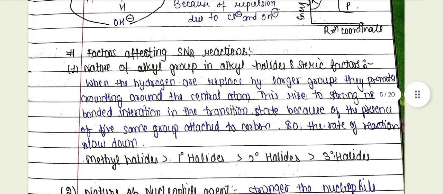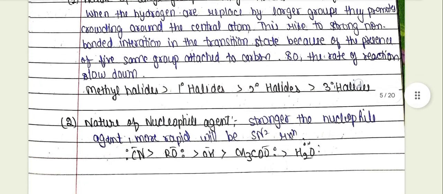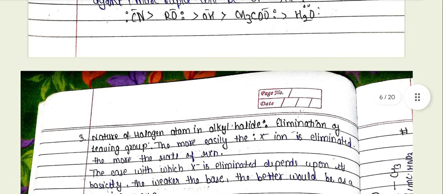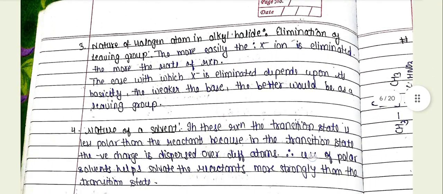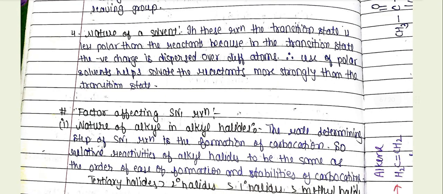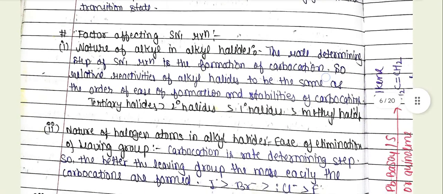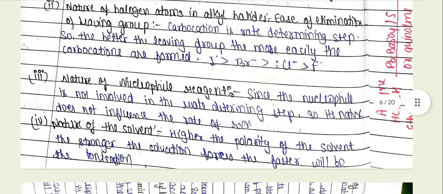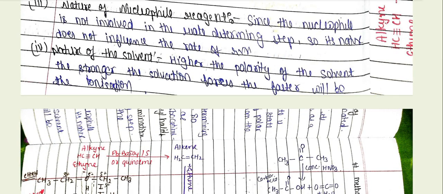Factors affecting the SN2 reaction are the nature of the alkyl group in the alkyl halide, that is the steric factors, the nature of the nucleophilic agent, the nature of the halogen atom in the alkyl halide, and the nature of the solvent. Factors affecting the SN1 reaction: nature of the alkyl group in alkyl halides, nature of the halogen atom in alkyl halides, nature of the nucleophile reagent, and the nature of the solvent.